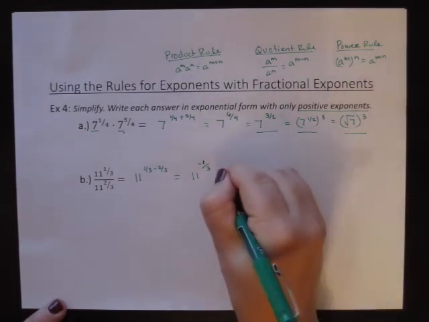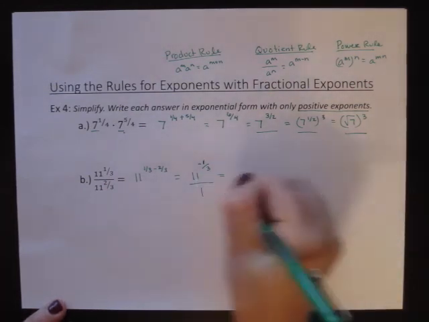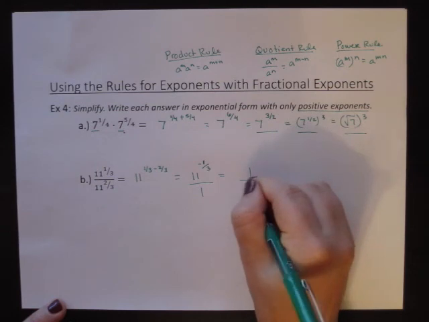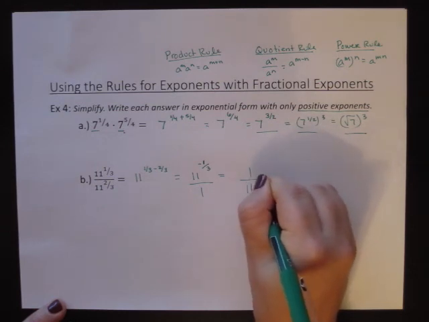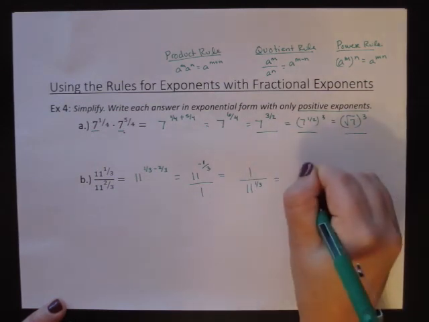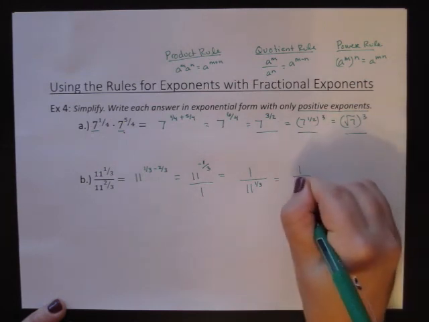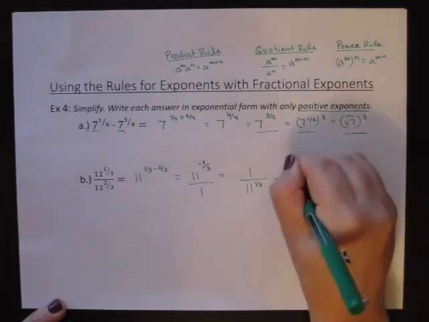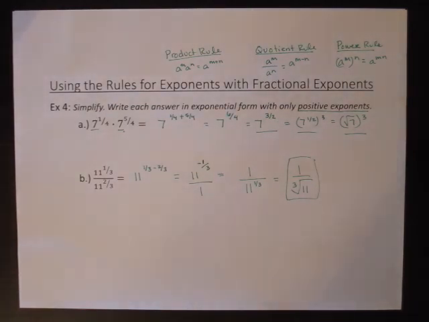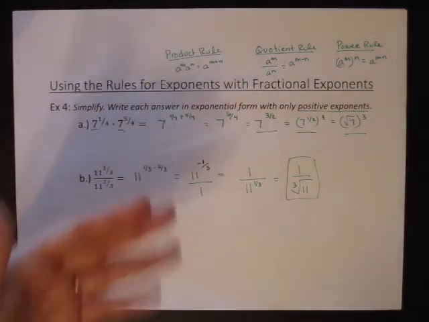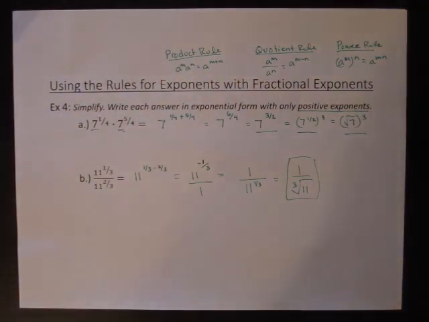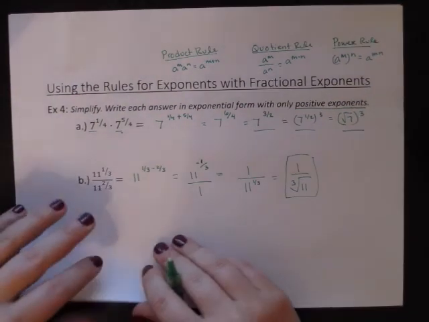So the next thing that I have to do is I have a negative exponent, so I've got to change that. So that'd be 1 over 11 to the 1/3, which would be 1 over the cube root of 11. Okay, so I'm using my quotient rule here to be able to solve this problem, and then I simplify it using the rules that we just went through.